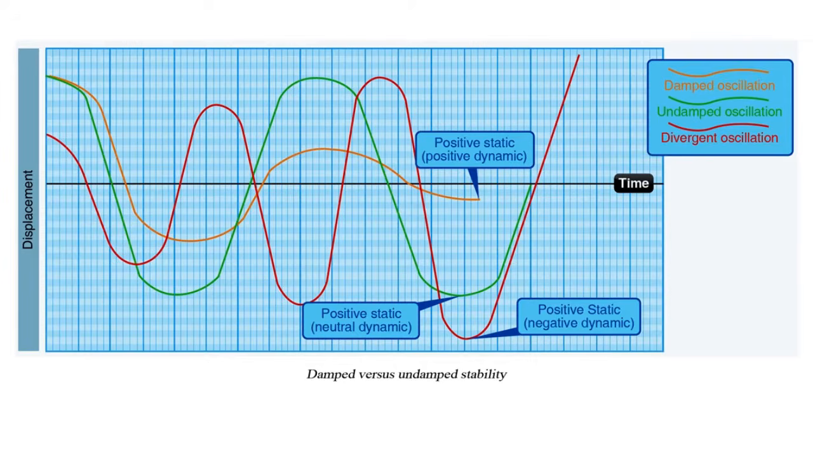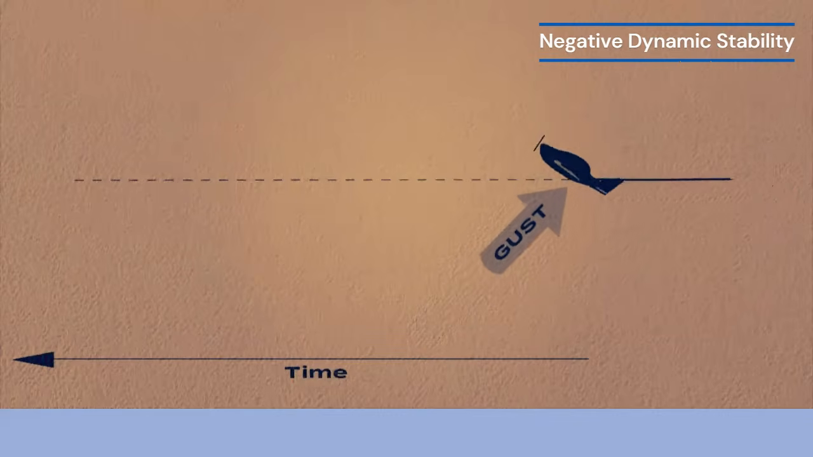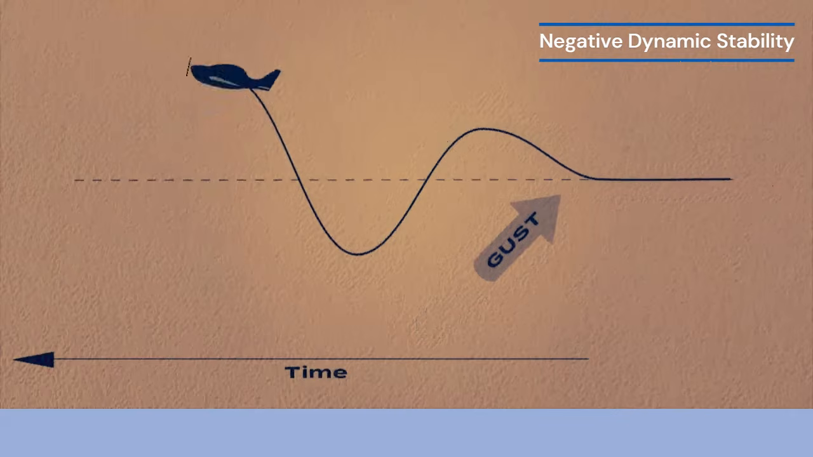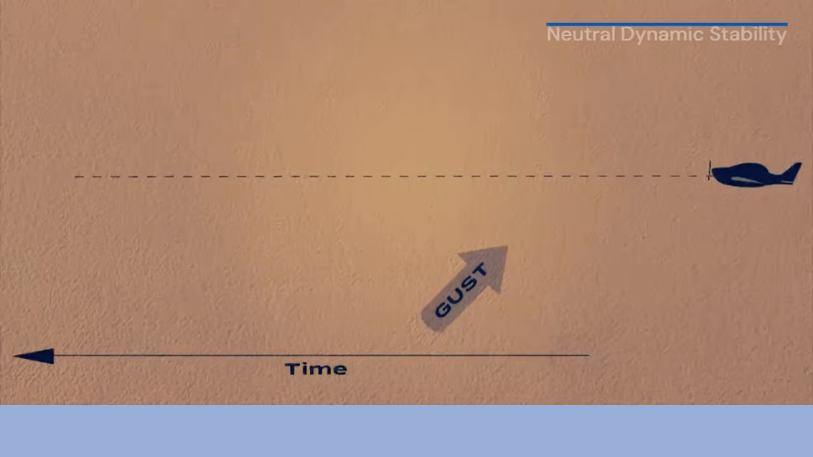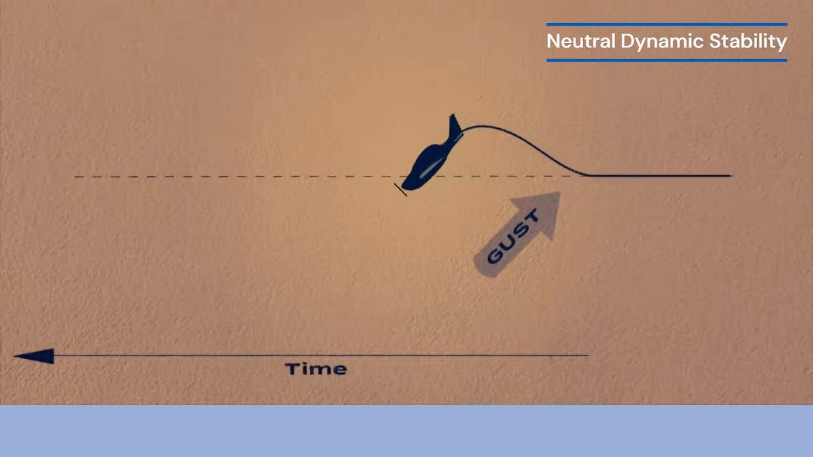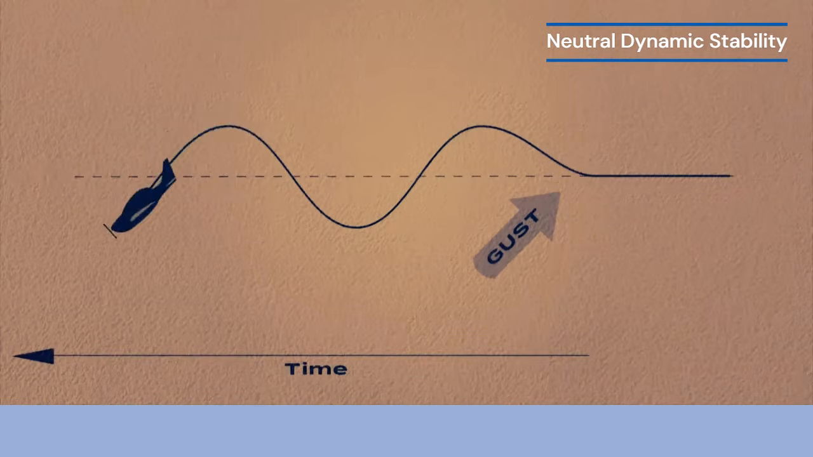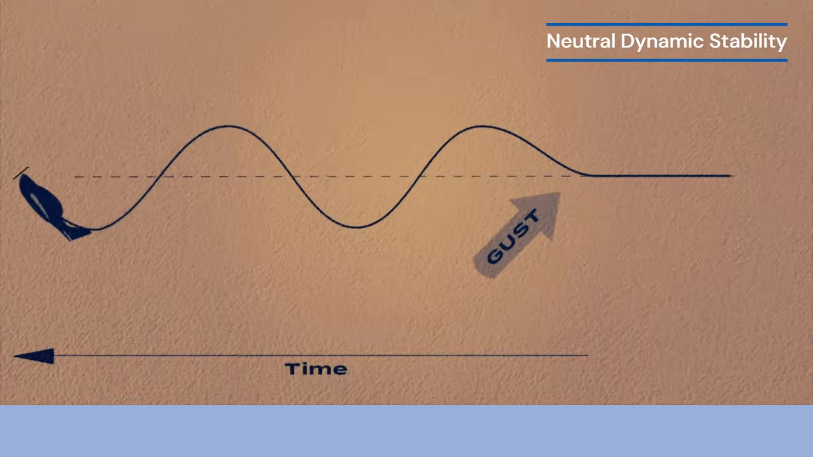If the oscillations lessen over time, the airplane is still classified as having positive dynamic stability. If the oscillations increase over time, the airplane is classified as having negative dynamic stability. If the oscillations remain the same over time, the airplane is classified as having neutral dynamic stability.